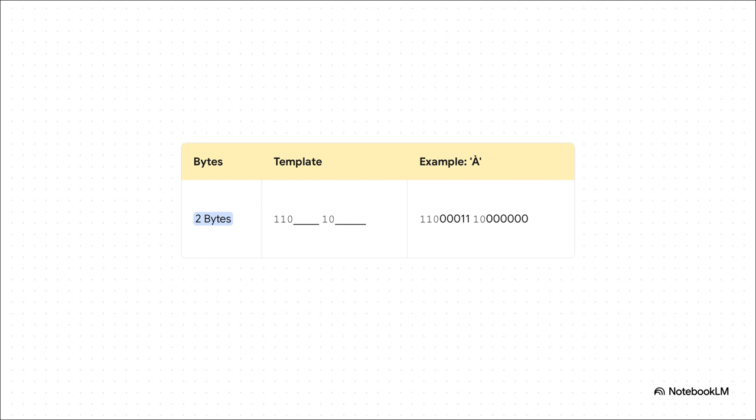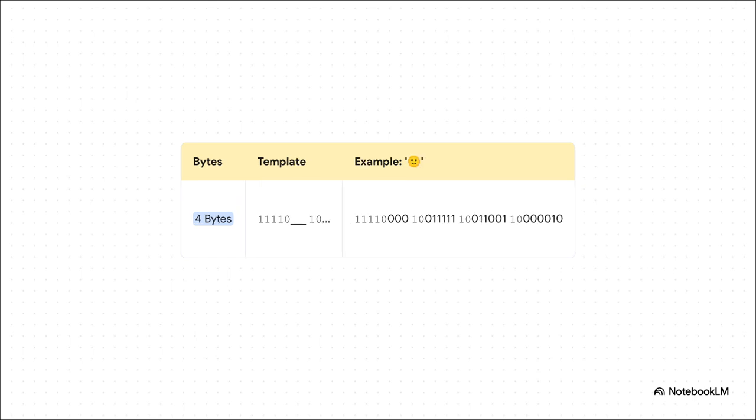Okay, but what happens with a character like "ä"? Its Unicode number is just too big for 1 byte. No problem. UTF-8 just uses a 2-byte pattern. See those first few bits, the 110? That's basically a little signal to the computer that says, hey, listen up, this character is 2 bytes long. Then the rest of the bits hold the actual number for "ä".